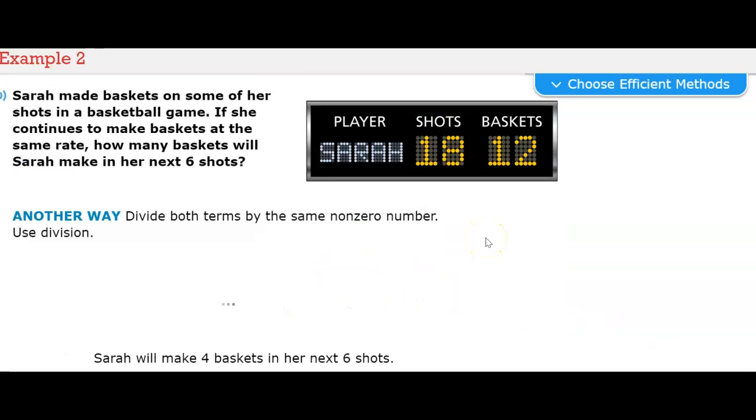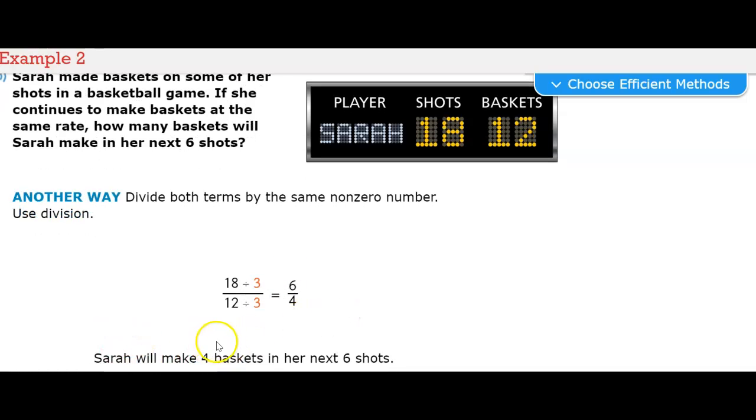Another way would be to divide the terms by the same non-zero number. So that just means it can't be 0. So they took 18 and 12 and divided both by 3. And we got 6 over 4, which means again she would make 4 baskets in her next 6 shots.